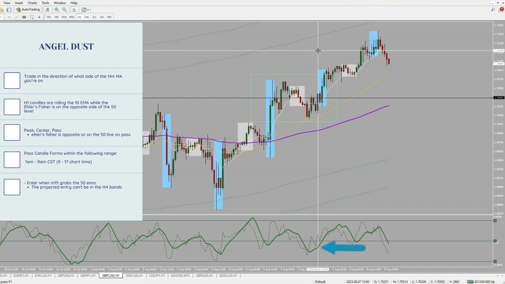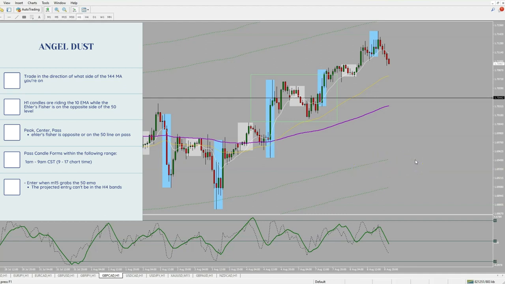You see it's still below the 50 level down there when that past candle closed. That's what I mean. That has to still be down there. If it was already above the 50 level, it wouldn't count. That's an invalid setup if that's the case. But we are good to go on this one.